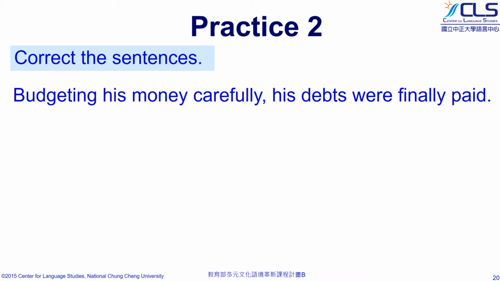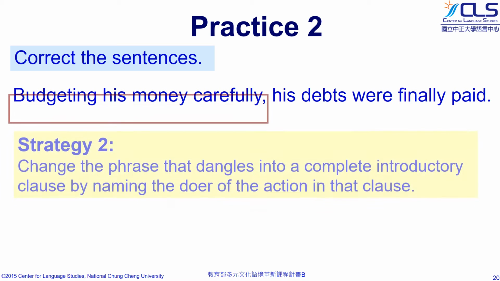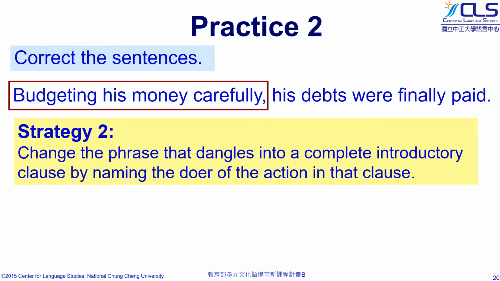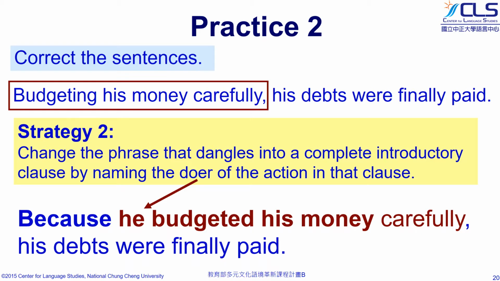Remember the second revision strategy? Let's use it to correct this sentence. We name a doer in the dangling phrase and make it an introductory clause. That is, we need a subject to budget his money, and that's he himself. So we change it into because he budgeted his money carefully, his debts were finally paid.